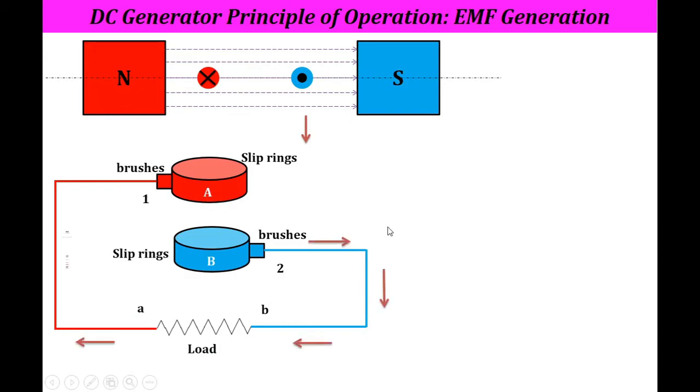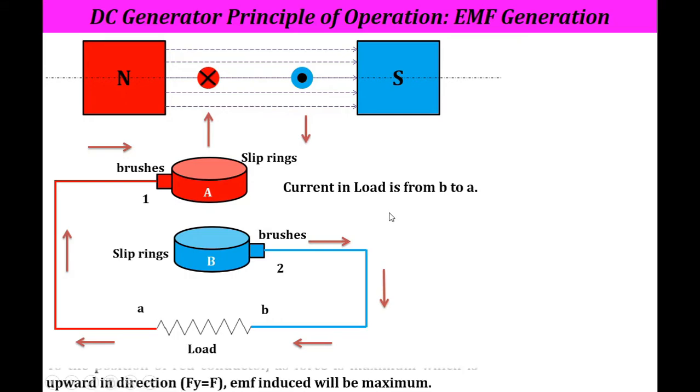So this is the direction of the current that we understood here. Current in a load is from B to A. Now, this is the position of the red conductor. The force which is applied in the upward direction will be maximum in the upward direction, where we can say that Fy equals F, which is maximum.